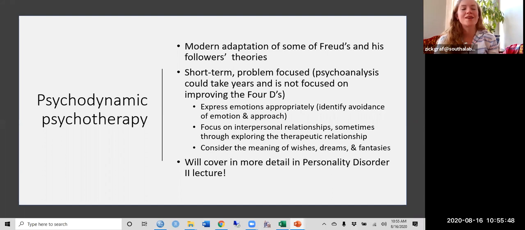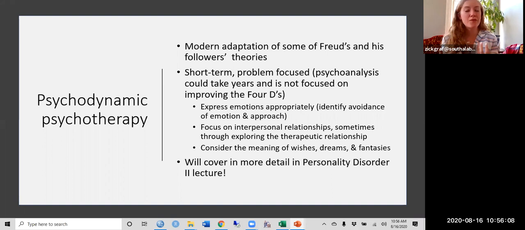It was to identify someone's fixation and help them go through all the stages of development. Psychodynamic psychotherapy is short-term and problem-focused, so it's focused on improving social anxiety or improving depression. Some of the techniques used in psychodynamic psychotherapy have to do with helping people learn to express their emotions appropriately and stop avoiding emotion.